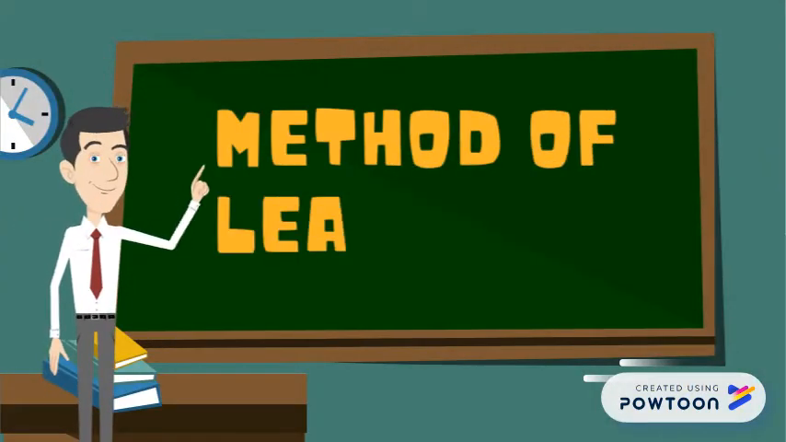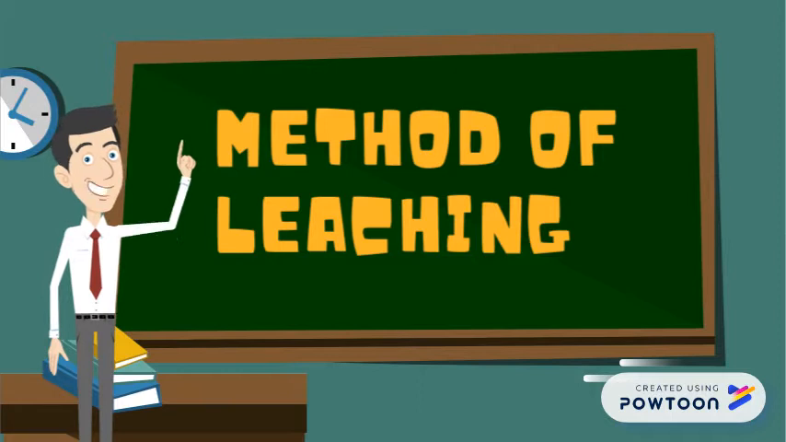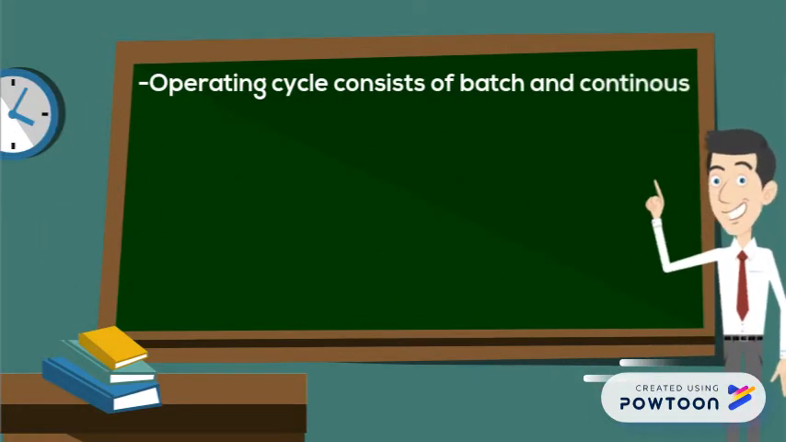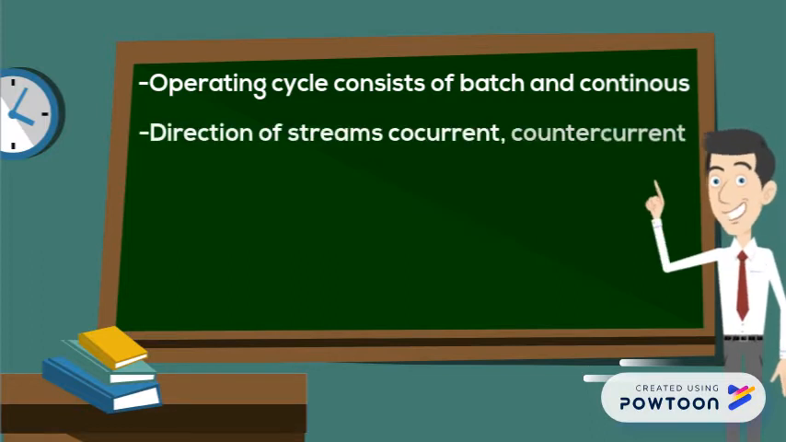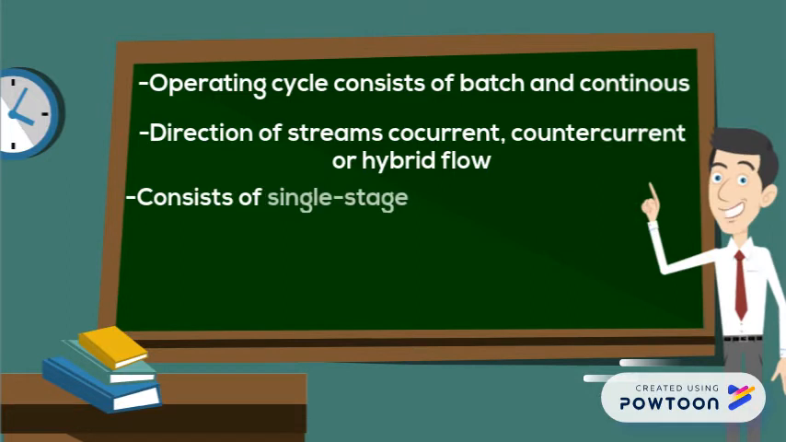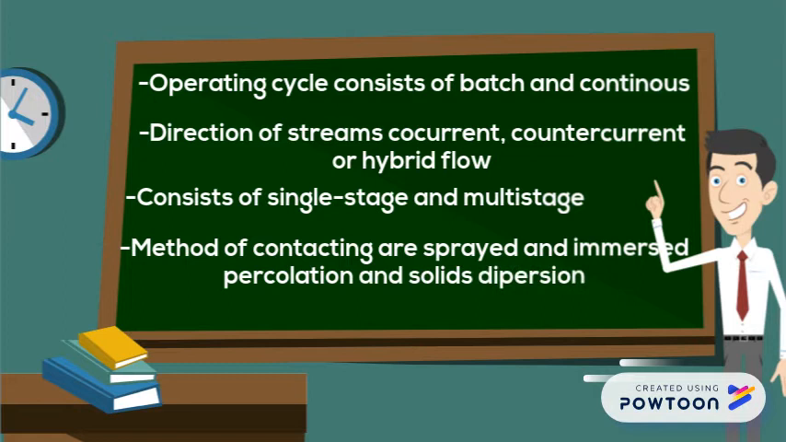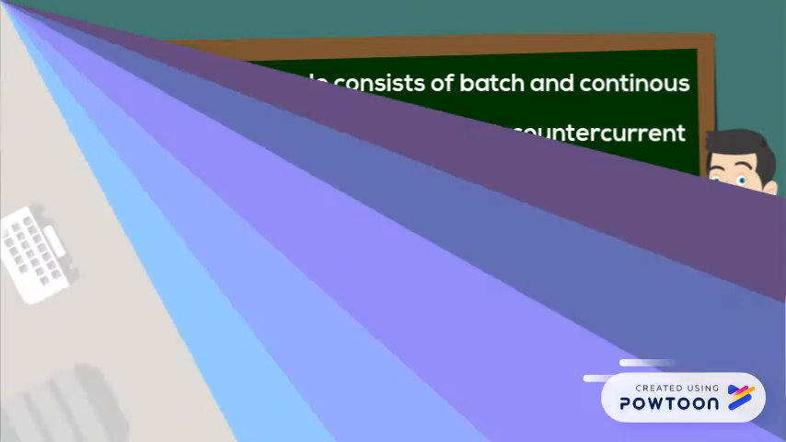Methods of leaching. Operating cycle consists of batch and continuous. Direction of the stream: co-current, counter-current and hybrid flow. Consists of single stage and multi-stage. Methods of contacting are spray and immerse, percolation and solid dispersion.